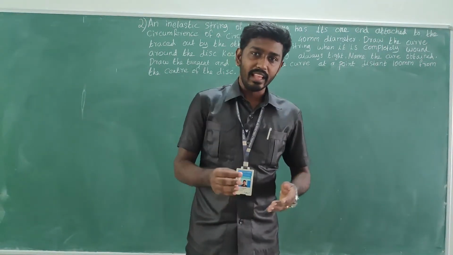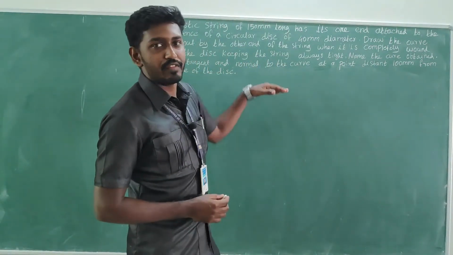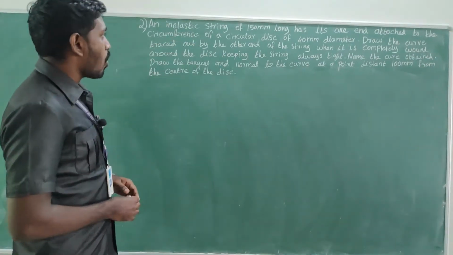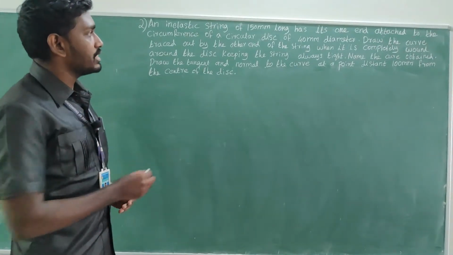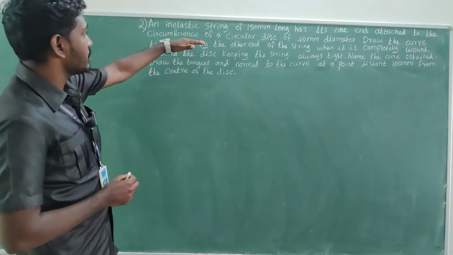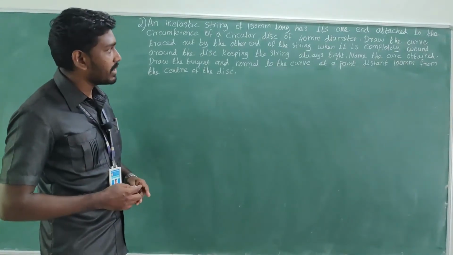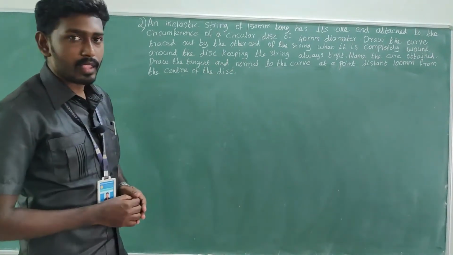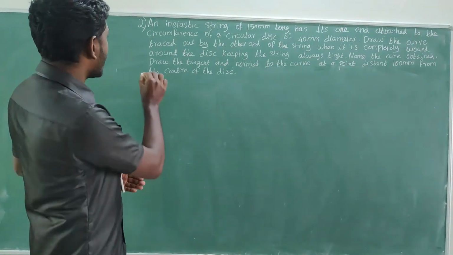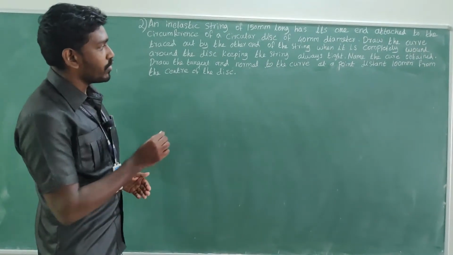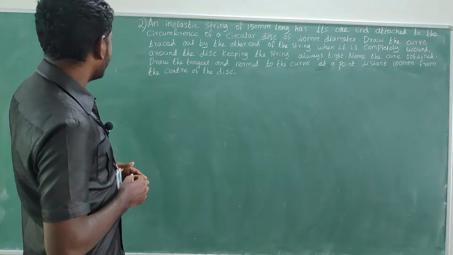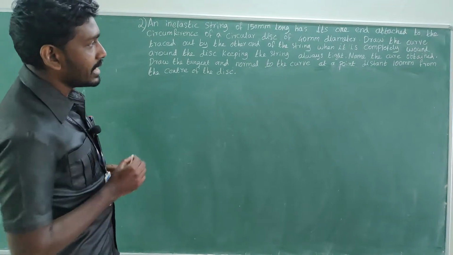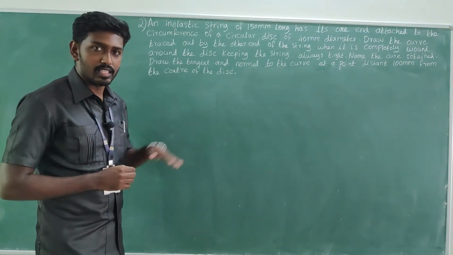Welcome students. In this video lecture, I come up with another question from involutes. The question is: an inelastic string 150 mm long has one end attached to the circumference of a circular disc of 40 mm diameter. Draw the curve traced out by the other end of the string when it is completely wound around the disc, keeping the string always tight. Name the curve obtained. Draw the tangent and normal to the curve at a point 100 mm from the center of the disc. This is our question.